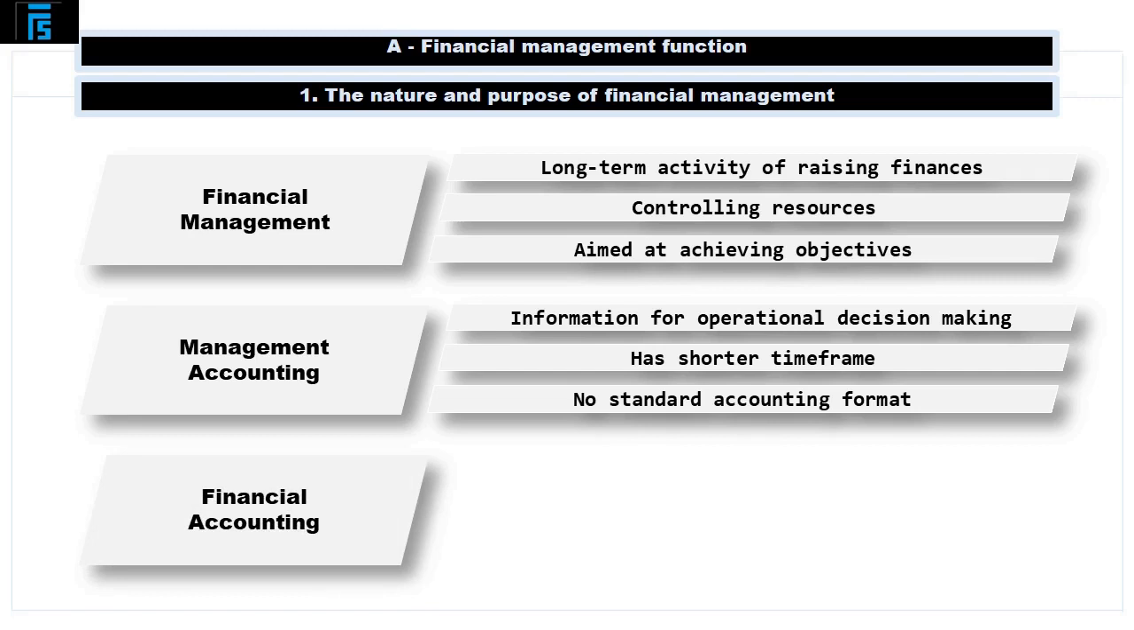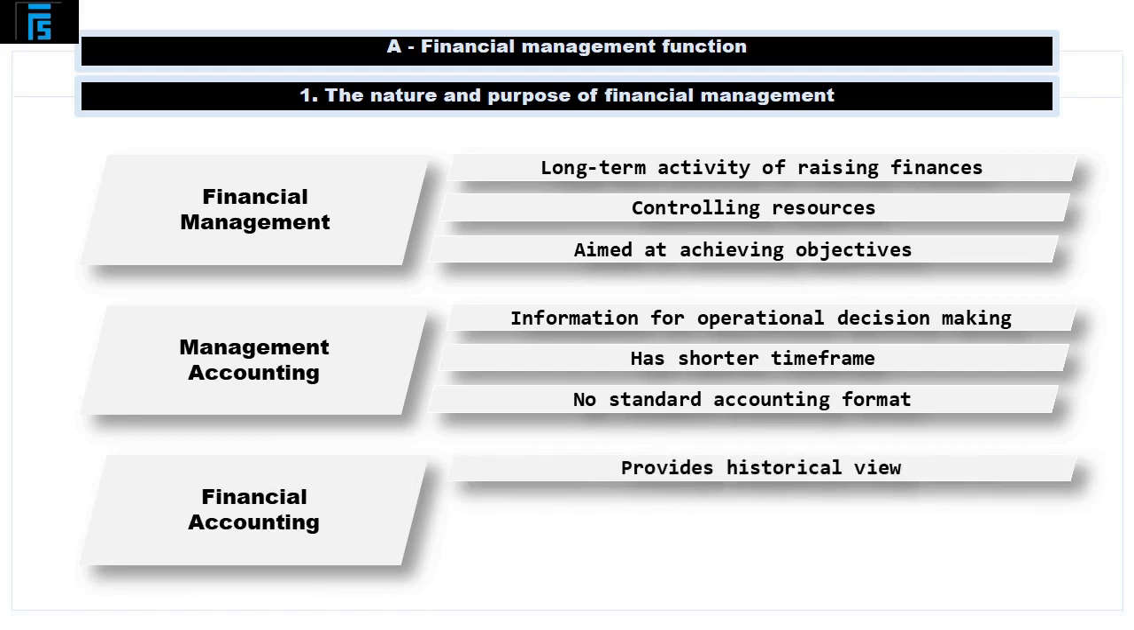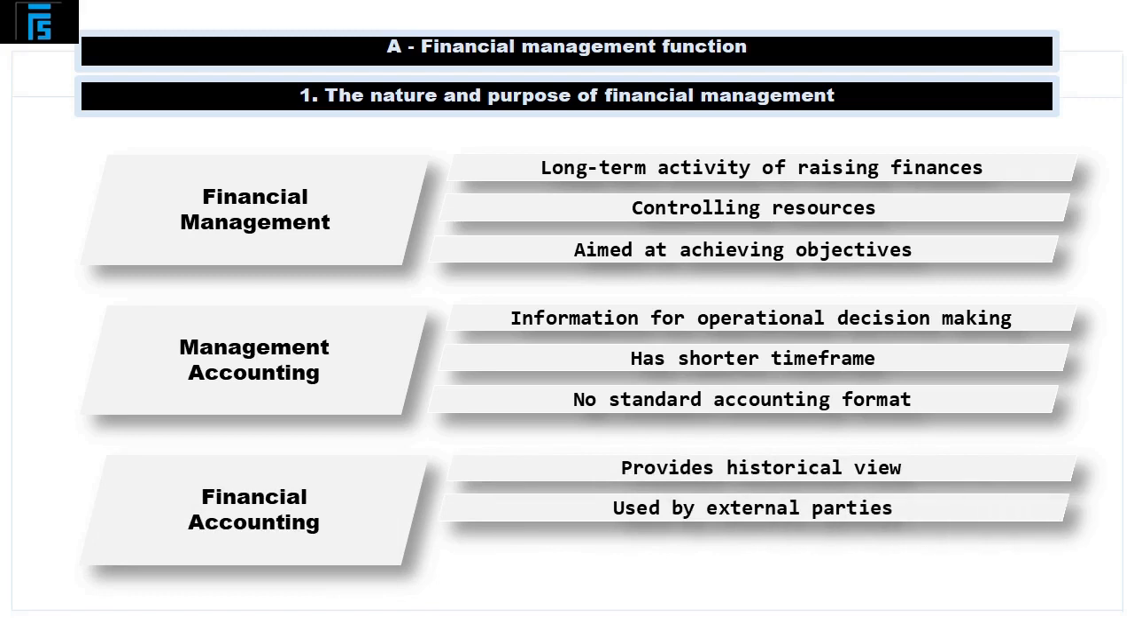Financial accounting, in contrast, gives a historical view of the company. It is also used by parties external to the organization, such as government bodies, potential investors, and financial institutions. It does not provide detailed information for operational decision-making like management accounts.